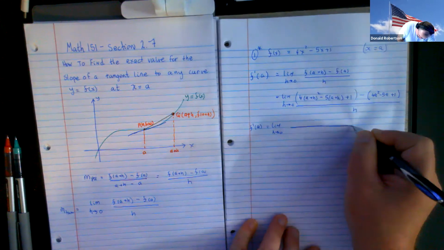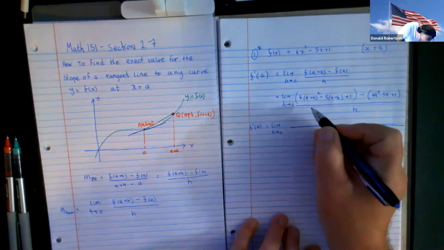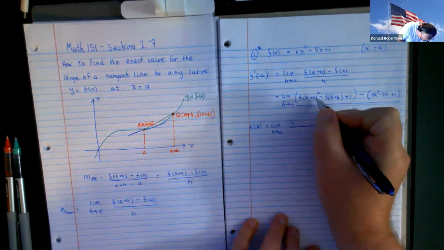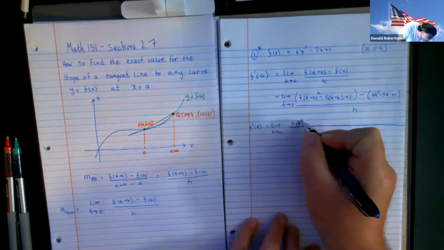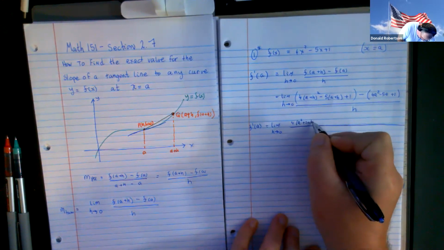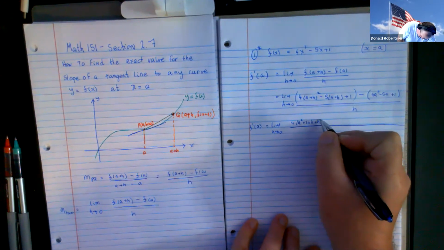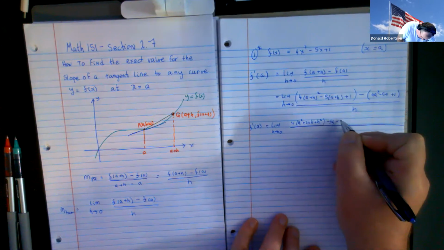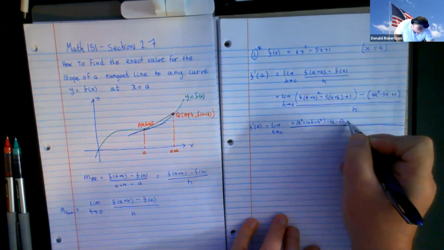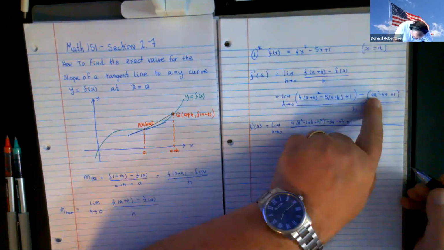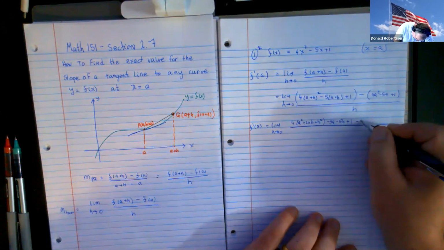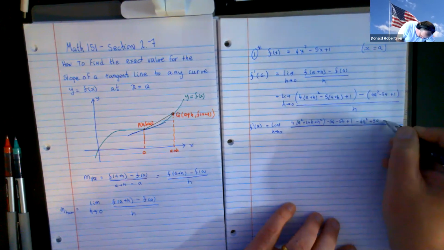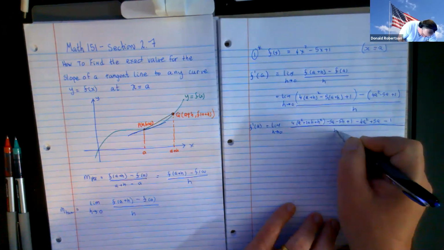Too much going on here for me to do it in one go. So if you FOIL this out, you're going to get a squared plus 2ah plus h squared. You distribute this one, you get minus 5a minus 5h, and you still get plus 1. And then you take away each of these. So I'm going to distribute it. It's going to take away that guy, going to add 5a, going to take away 1. It's over h.